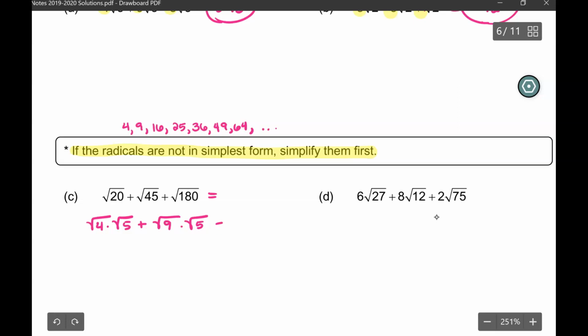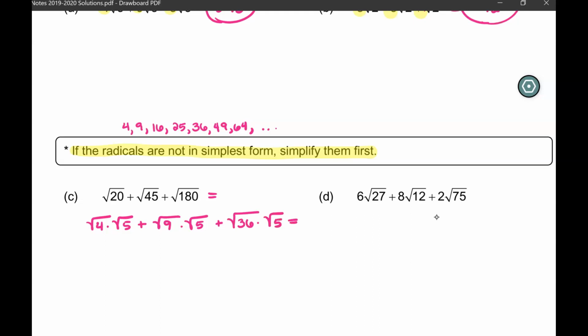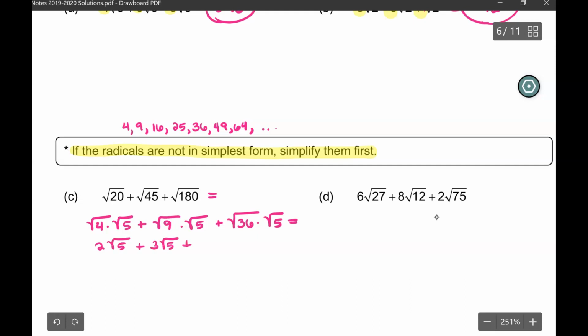Whoops. And then square root of 180. This one you might have to use a calculator. So 9 goes into 180, but it goes in 20 times. And 20 can be simplified. So 180 is actually divisible by 36. So I'm going to divide this into square root of 36 times square root of 5. Okay, now let's simplify all the perfect squares. So that gives us 2 root 5 plus 3 root 5 plus 6 root 5. Add up all the coefficients, 2, 3, and 6, and that gives us 11 times the square root of 5.